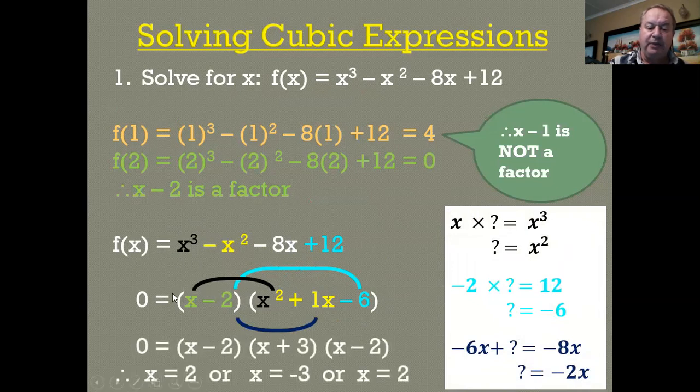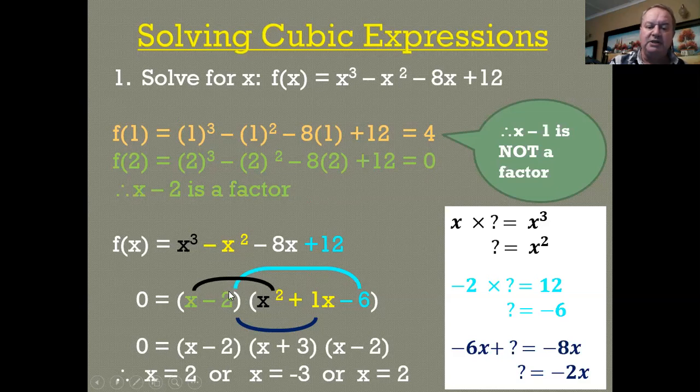I'm going to say first times what will give me first. X times what will give me x cubed? I divide x cubed by x, and that is equal to x squared. Again, first by what will give me x cubed: x times x squared gives me x cubed. That's how I find this term.